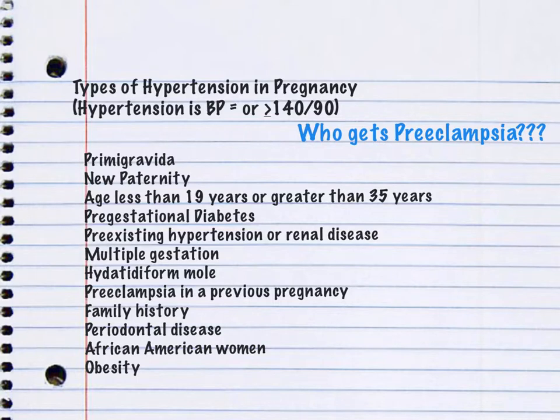Anybody with a pre-existing disease that causes either low-level endothelial dysfunction, like pre-existing diabetes, or a tendency to vasospasm, like your pre-existing hypertensives or people who have renal disease, those folks are also at risk. Also, anybody with periodontal disease, we're finding that the inflammation associated with periodontal disease is also related to preeclampsia as well as preterm labor. African-American women have a higher incidence.